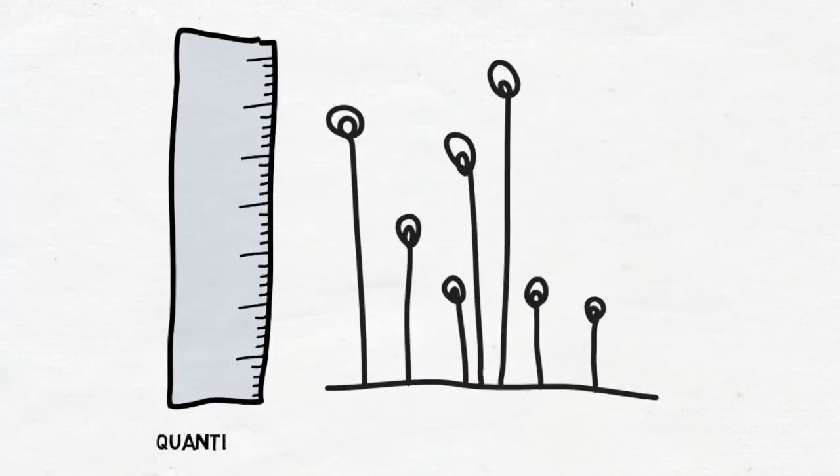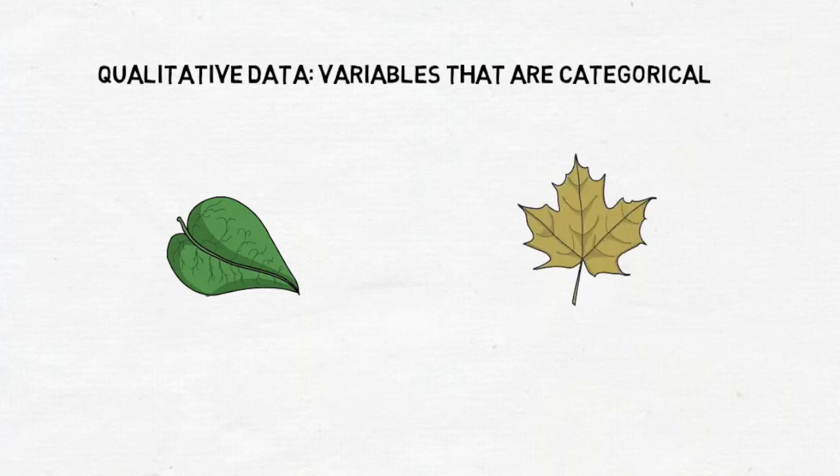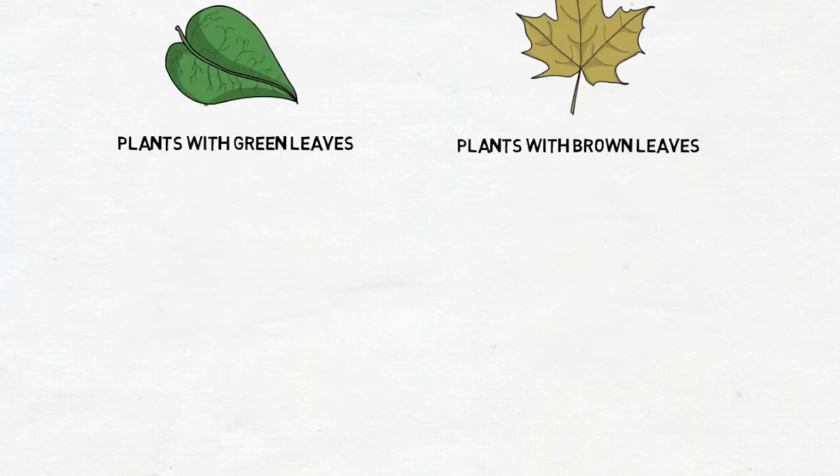The way you organize your data set is important too. Quantitative data are variables that are numerical, for example, height. You're measuring how tall each flower is and recording it separately in your notes. There's also qualitative data, which are variables that are categorical. For example, color. So instead of measuring and recording the height of each flower and sorting them that way, you can instead categorize them by the color of the leaves.